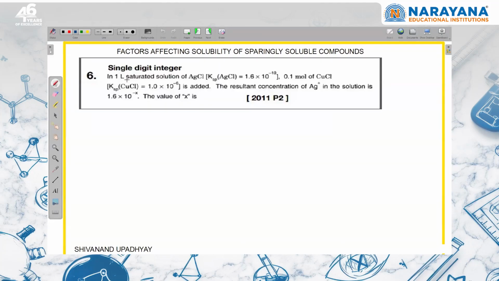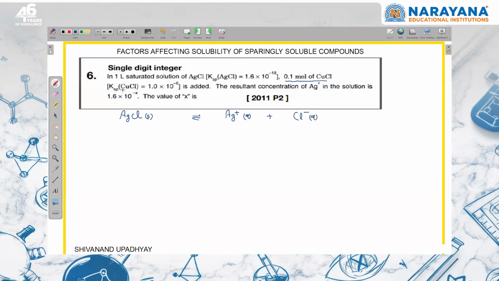Now moving to the next question, right? This is the question asked in JEE Advanced, and this is a question of simultaneous equilibrium. Many students can get confused by the way the question is asked. We have a saturated solution of AgCl, so we can write Ag plus ion in aqueous state and Cl minus ion in aqueous state, and you have added 0.1 mole of CuCl in 1 liter solution.